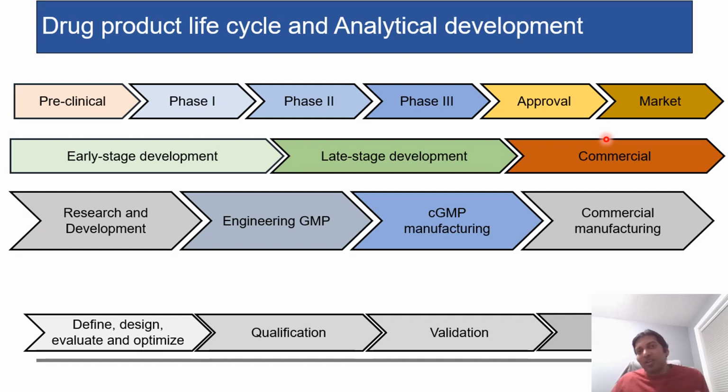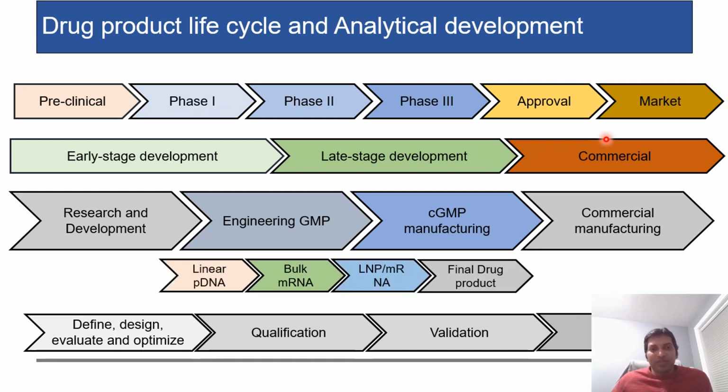And which is again, parallelly, qualification is done around phase 1, phase 2. Validation is like phase 3, and more verification, the approval, and the market phase. So for mRNA therapeutics, you put the cycle into a manufacturing scale.